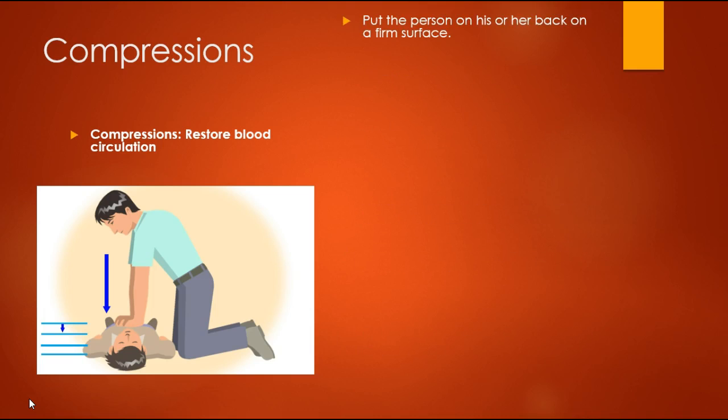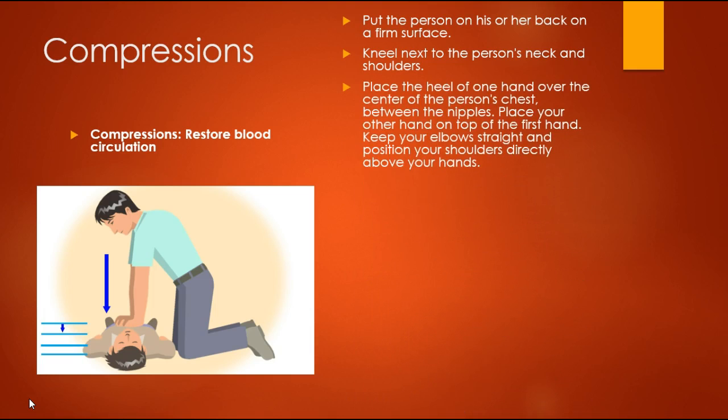Put the person on his or her back on a firm surface, which could be the floor. That's usually the safest spot. You kneel next to the person's neck and shoulders. Again, look at that apostrophe, person's. One person, and then you're giving possession to that person, apostrophe S. Don't forget your periods at the end of a sentence.